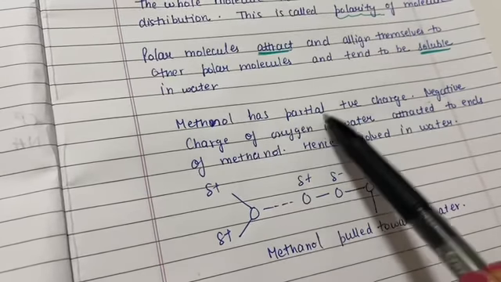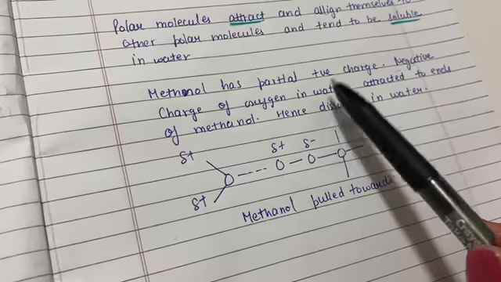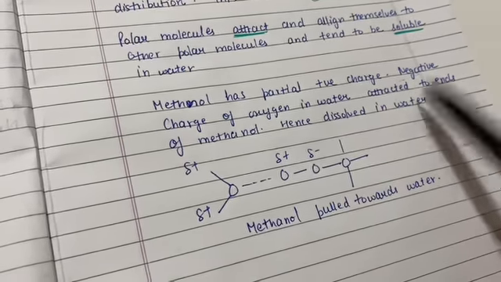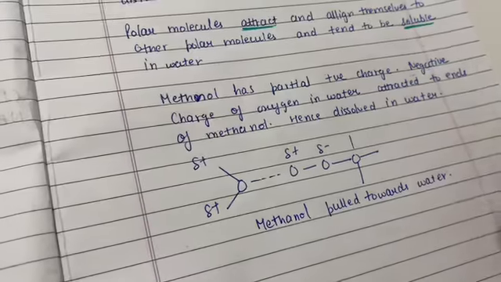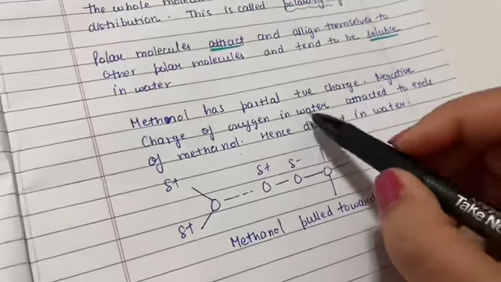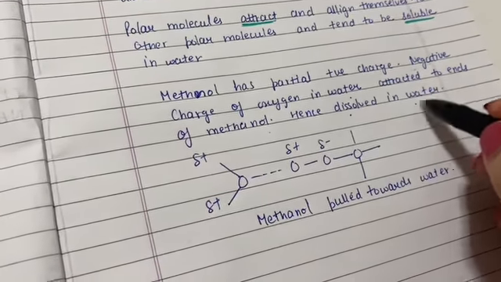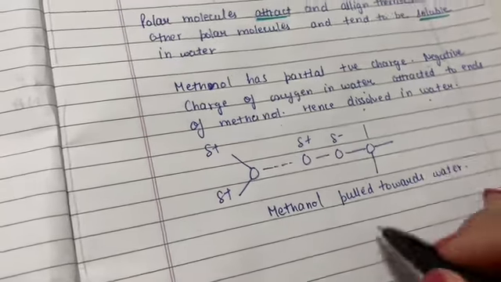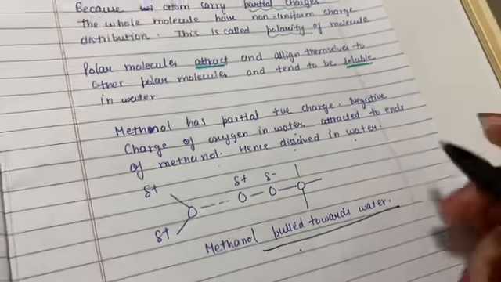Methanol has a partial positive charge. The negative charge of the oxygen in the water attracts the end of the methanol which has a positive charge. So the methanol end has a positive charge and the oxygen has a negative charge. They attract each other and hence it is dissolvable in water. Here is the example showing methanol pulled toward water.